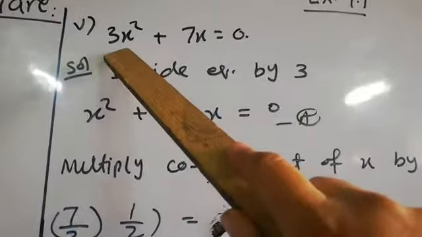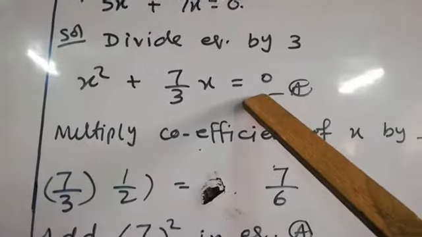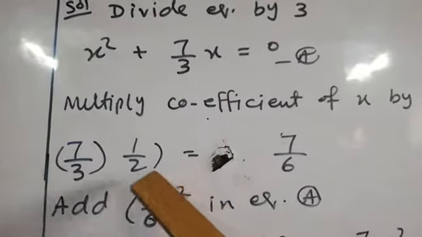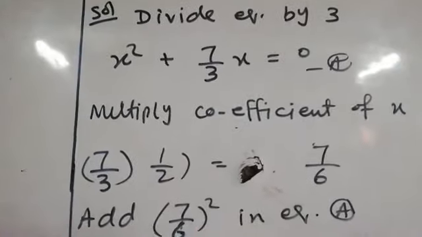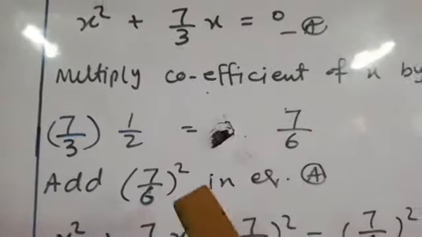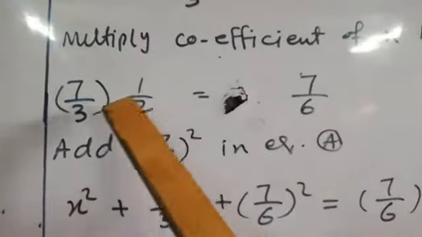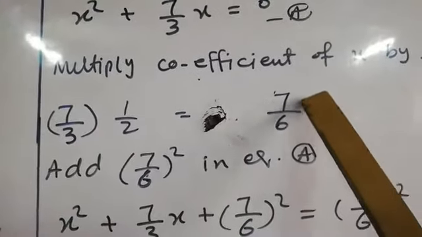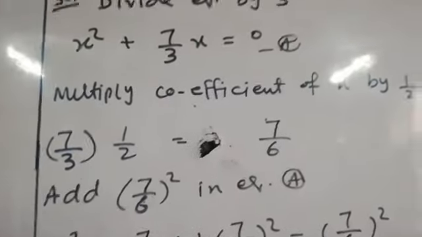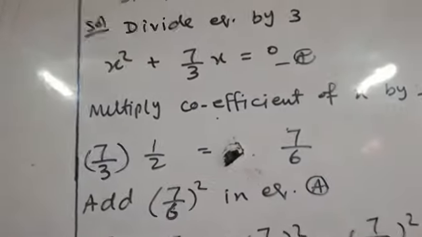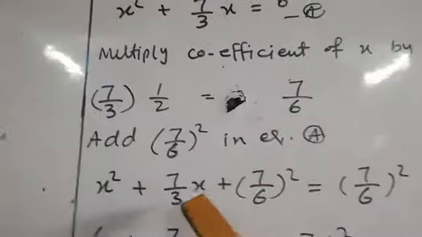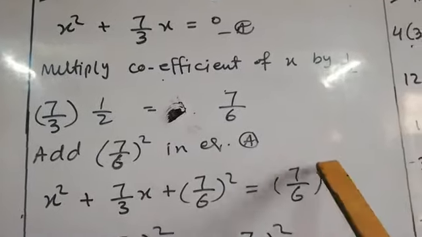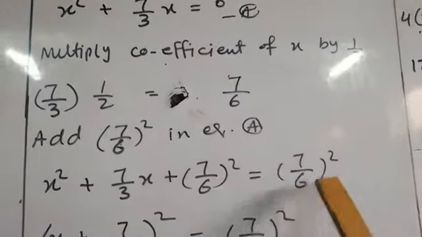We will divide the whole equation by 3, and then we will multiply the coefficient of x by 1 by 2, and we will get 7 by 6. Now we will add the square of 7 by 6 in our previous equation A, and after that we will get x square plus 7 by 3x plus 7 by 6 whole square is equals to 7 by 6 whole square, because 0 plus 7 by 6 whole square.